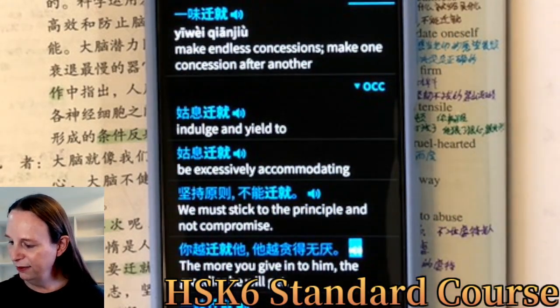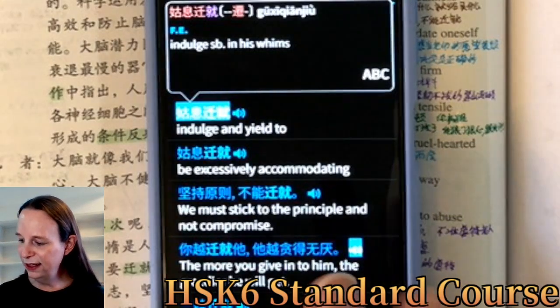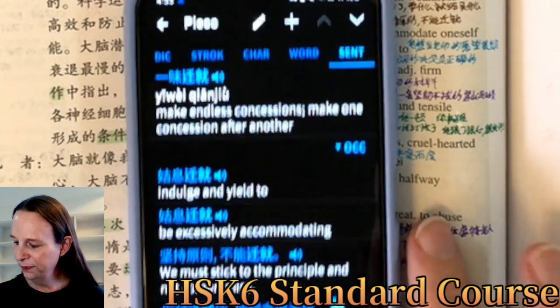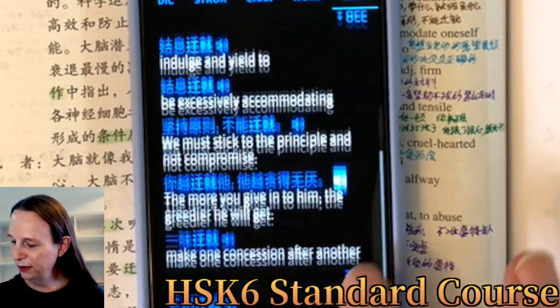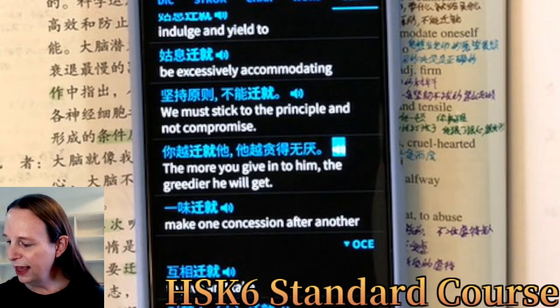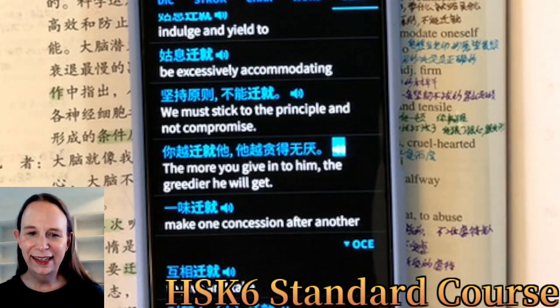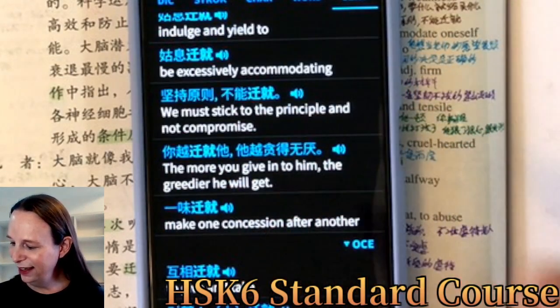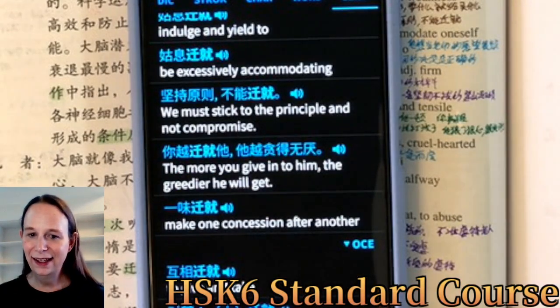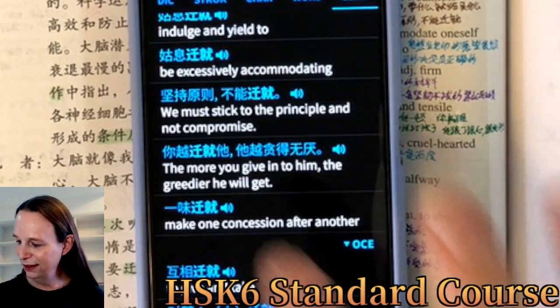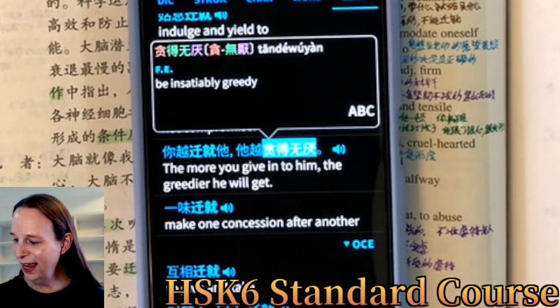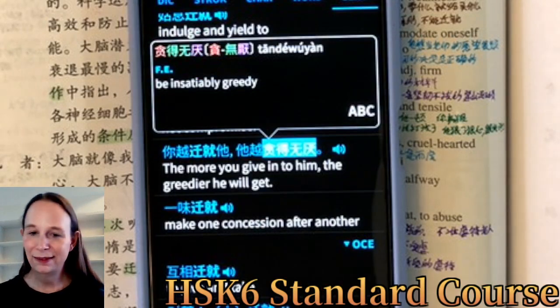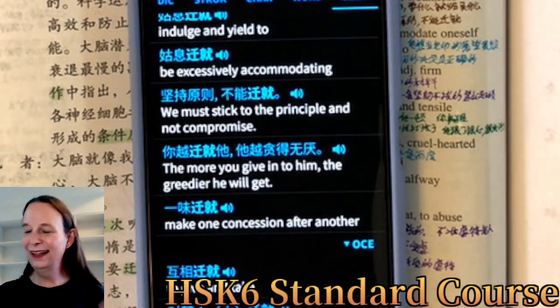顾惜, what is this one? 顾惜迁就，顾惜迁就。坚持原则不是，你越迁就他，他越贪得无厌. Yeah, so in English you say, you give them an inch, they take a mile, right? That's kind of the meaning here. The more you compromise, the more he'll take. 贪得无厌.